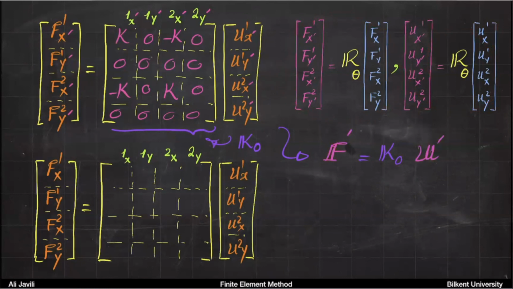So instead of F prime, I am going to just write R theta F. So now I write it's the blue one. This is just this relation. That's equal to K0. So it's exactly the system we have up there. And then instead of U prime, I write the same thing. So it's again R theta U.